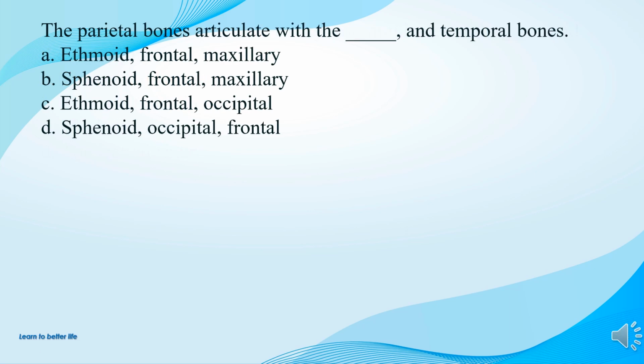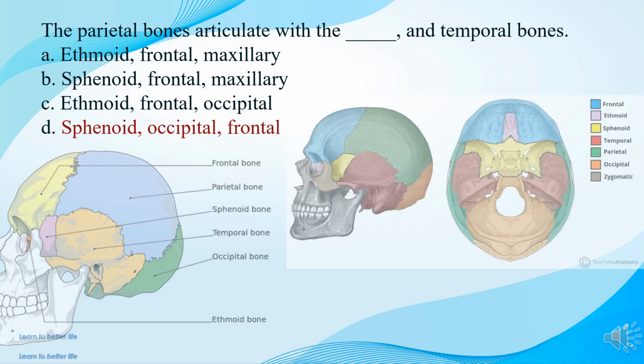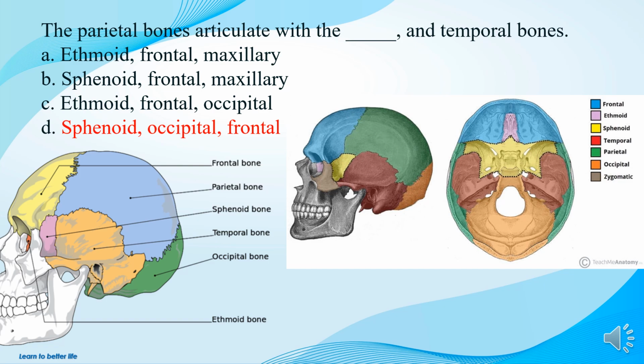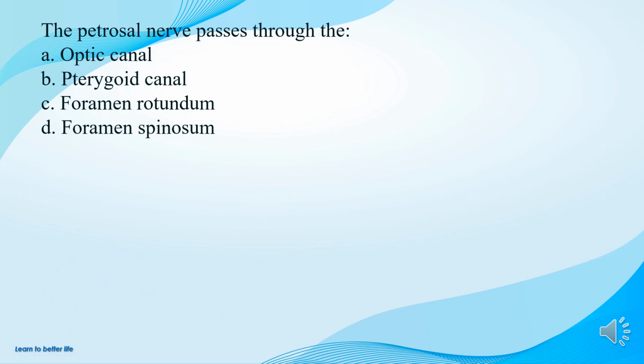The parietal bones articulate with the what and temporal bones? A. Ethmoid, frontal, maxillary. B. Sphenoid, frontal, maxillary. C. Ethmoid, frontal, occipital. D. Sphenoid, occipital, frontal. The answer is D. Sphenoid, occipital, frontal.